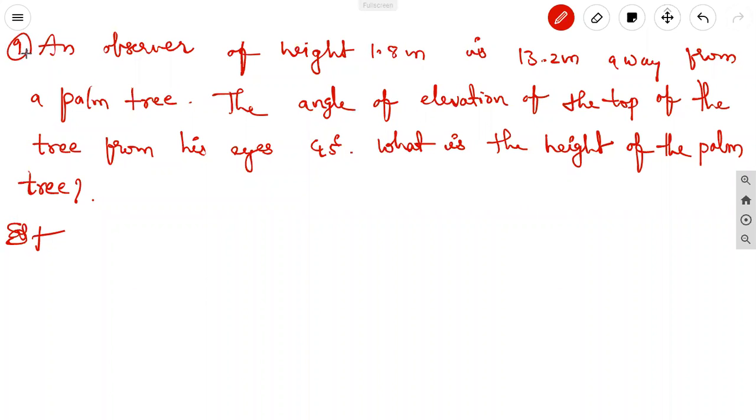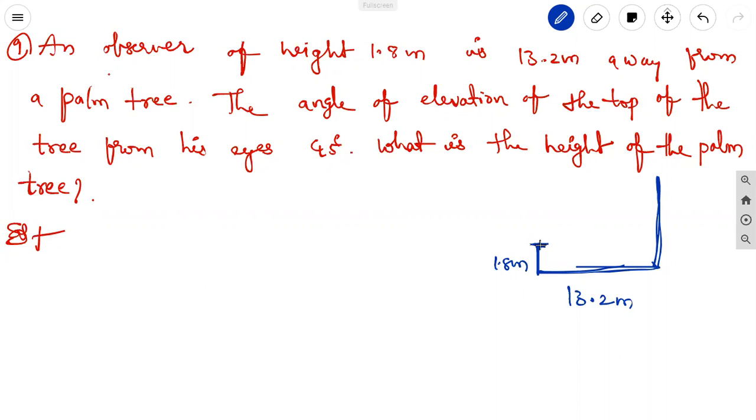Ninth question. An observer of height 1.8 meters. That is nothing but the observer. This is 1.8 meters. He is 13.2 meters away from the palm tree. It is the palm tree. The observer is 13.2 meters away from the palm tree. This is the 13.2 meters from the foot of the tree to the observer. Foot of the observer.